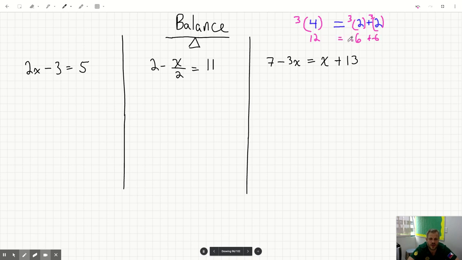So times by 3, and also this part we have to times by 3. And so that would be 6 plus 6. We know those are equal, right? Anytime I do something to one side, I do the other, okay? Always keep that in mind.